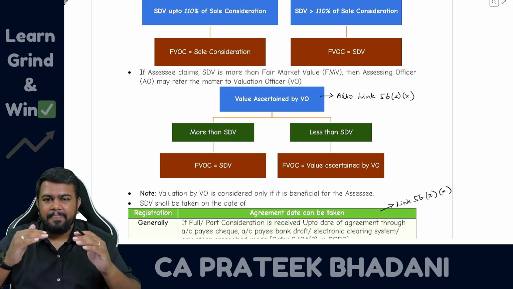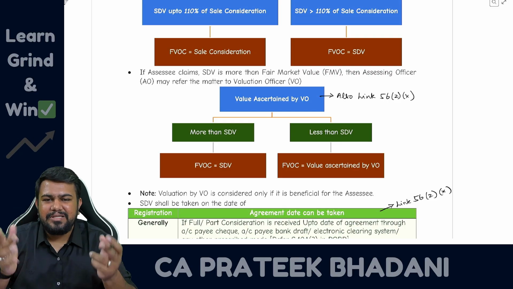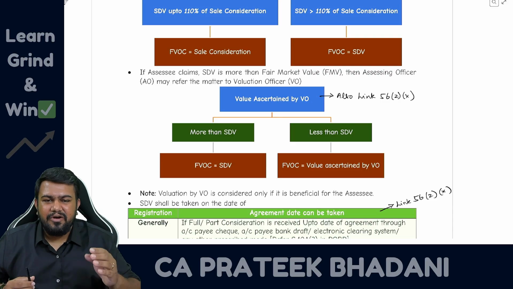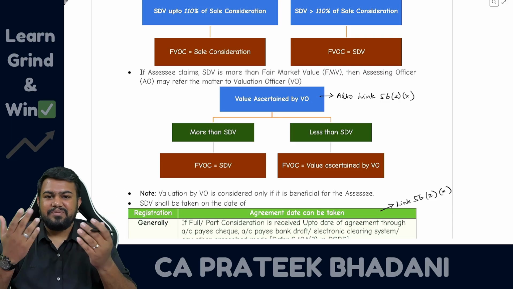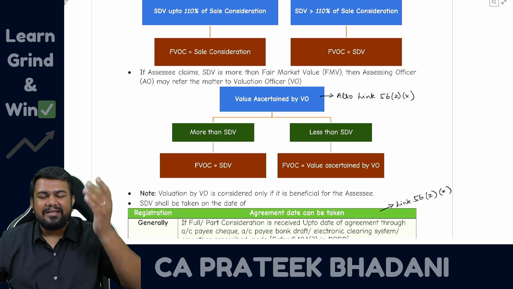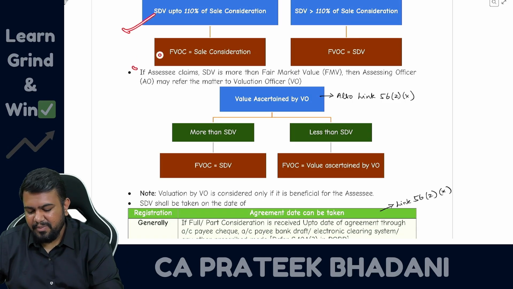So what did I say? If the assessee is not happy with the stamp duty value, then the assessee can apply to the assessing officer. Assessing officer will refer the case to valuation officer. Valuation officer can either increase the value or decrease the value. If he is decreasing the value, it is beneficial, so you take the value by valuation officer. But if they are increasing the value, then you ignore the value of the valuation officer. Then you go by the normal provision itself.